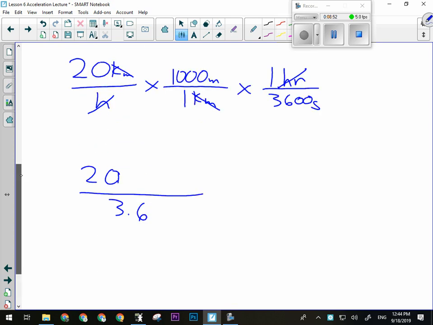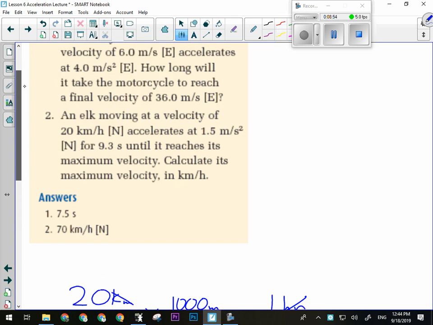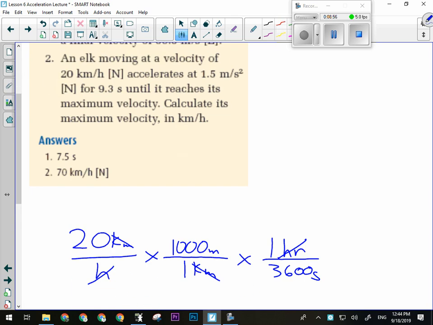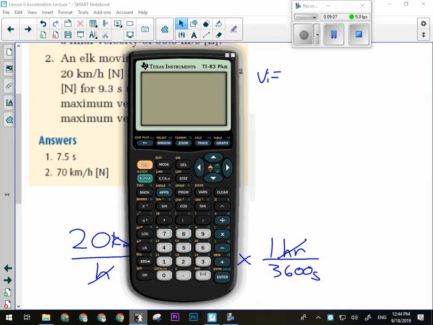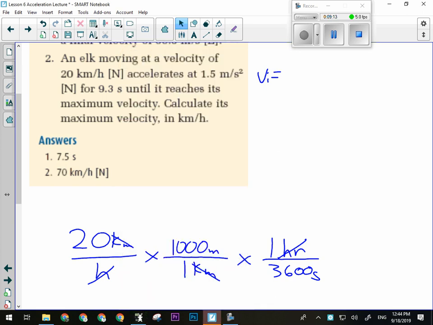So now, if we're looking at this one here, obviously it's an acceleration question. So the first thing I want to do is convert the initial velocity here into meters per second. Okay, so I'm going to divide the 20 by 3.6 to get it in meters per second. That's 5.5 repeating meters per second.